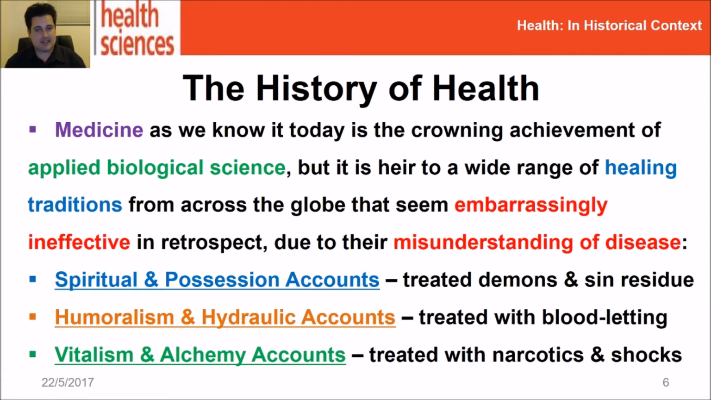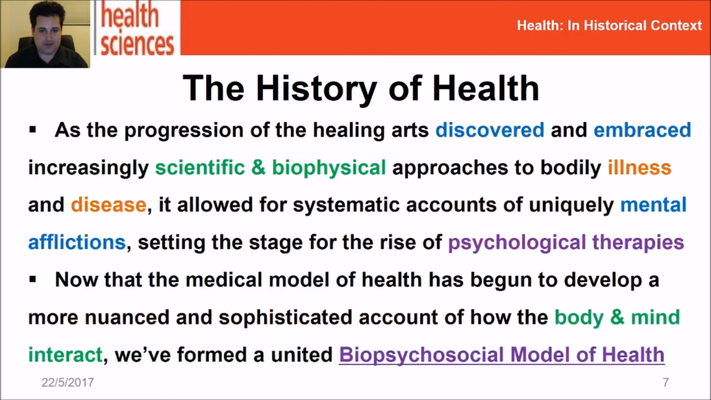It's this amazing set of tools that we've put together, so superior to our earlier alternatives. Spiritual and possession accounts, humoralism and hydraulic accounts, where you take out people's blood because you thought they had too much blood, and it was making them sick. The vitalism and alchemy accounts, where you would give people shocks to their nervous system in order to get them going. We have a much better way of approaching the mechanisms of the body today, putting ourselves back together and preventing ourselves from getting broken in the first place.